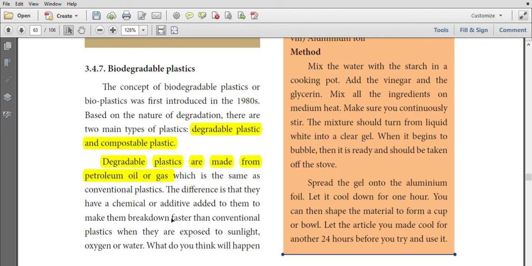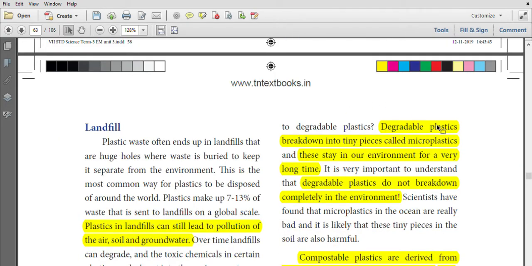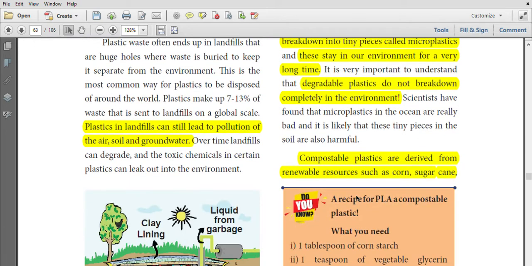So we use biodegradable plastic. There are degradable plastics and compostable plastics. Degradable plastics are made from petroleum oil or gas. Degradable plastics break down into tiny pieces called microplastics. These stay in our environment for a very long time. Degradable plastics do not break down completely in the environment.